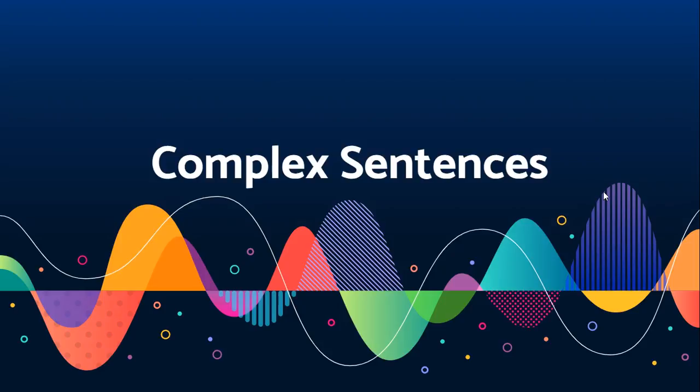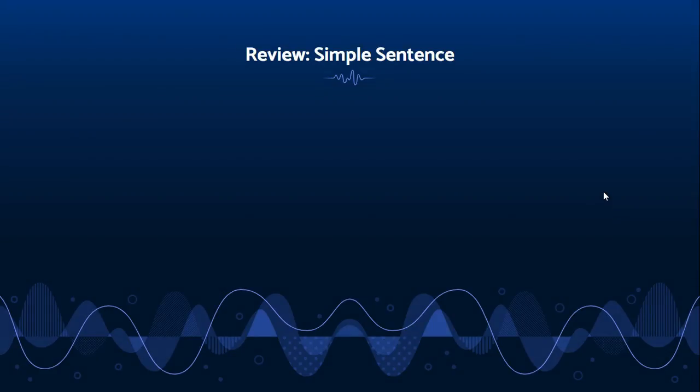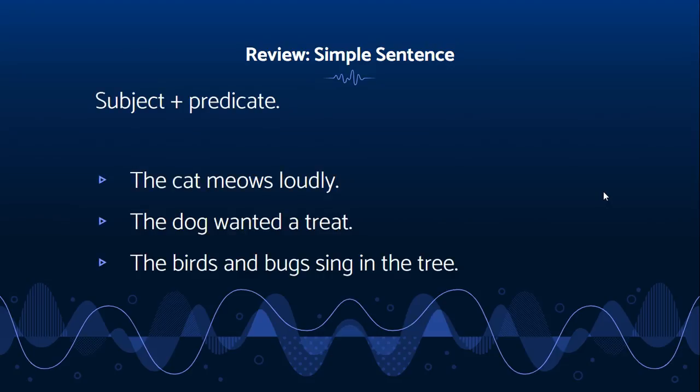Hello, students. This week we are going to learn a new sentence type called complex sentences. First, let's review. Simple sentences are the easiest type of sentence that you can write. They just have one subject and one predicate. They begin with a capital letter and end in punctuation.